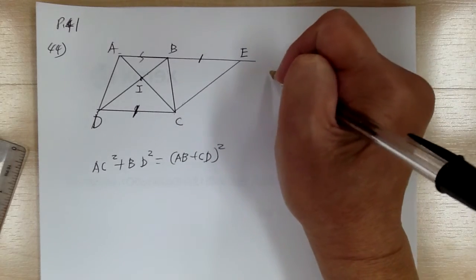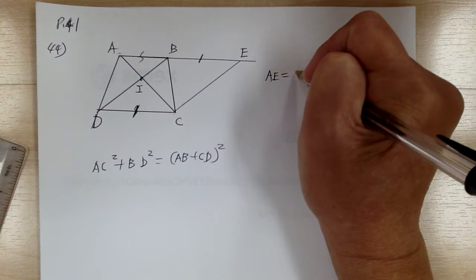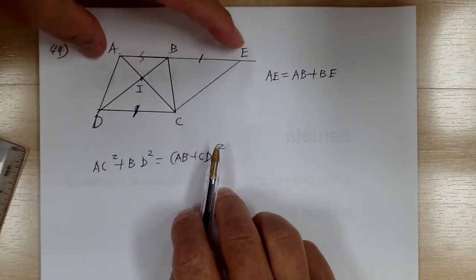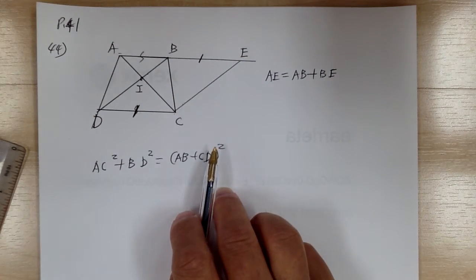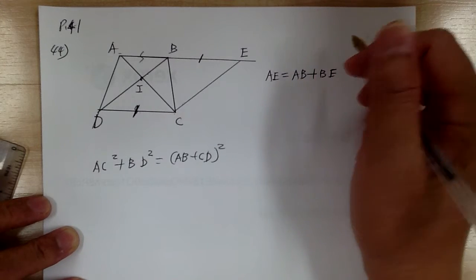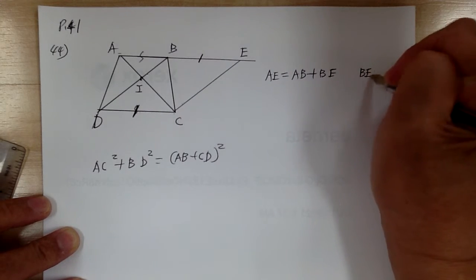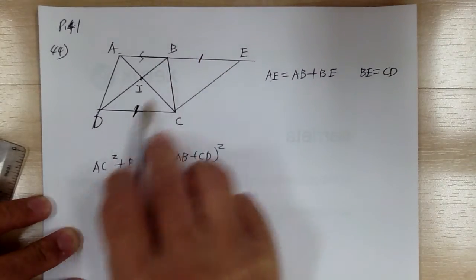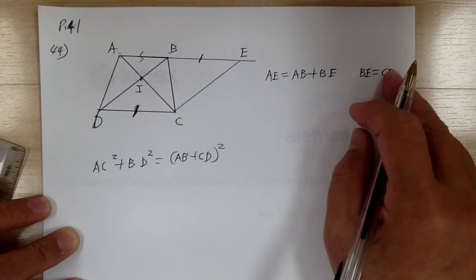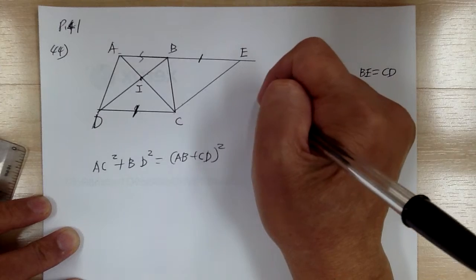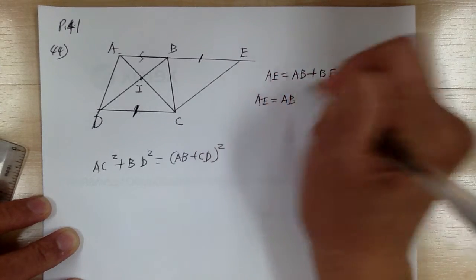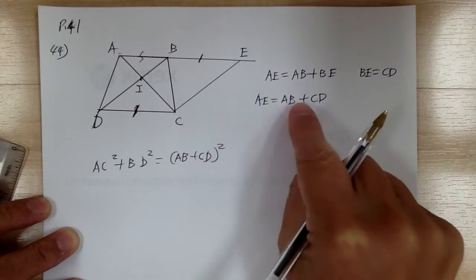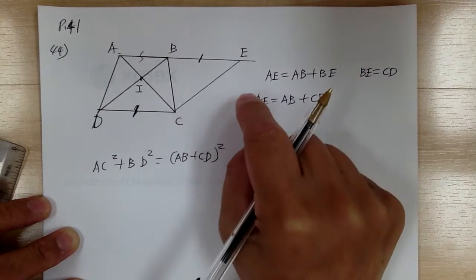So we have AE equal to AB plus BE. And you have BE equal to CD, because you're making this a parallelogram. So this is equal to that. Therefore, you can substitute this into here. So you have AE equal to AB plus CD. So what you want to do is try to get into this. Okay, so we have this right over here now.